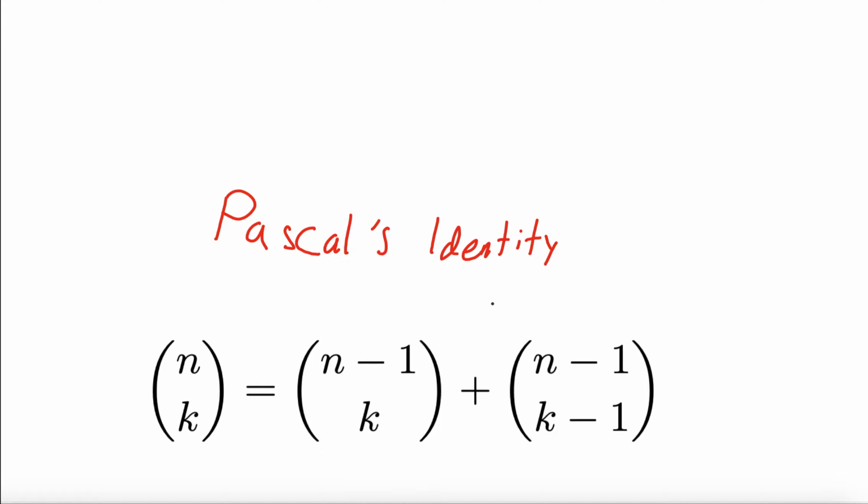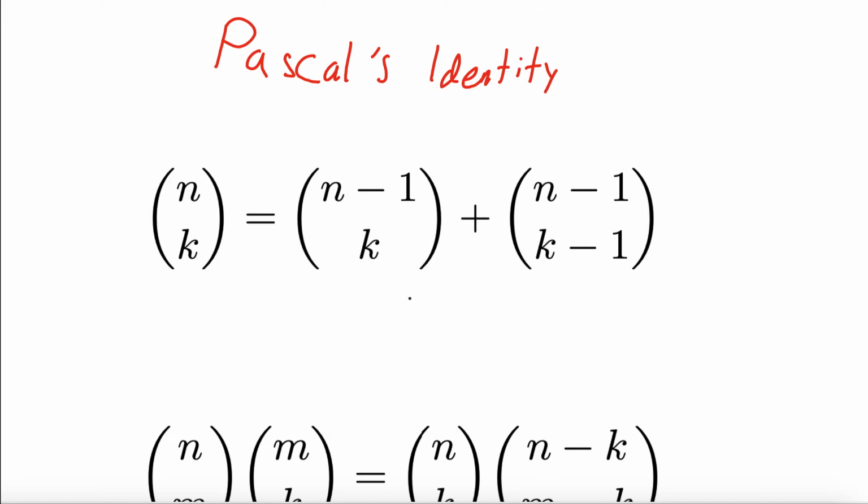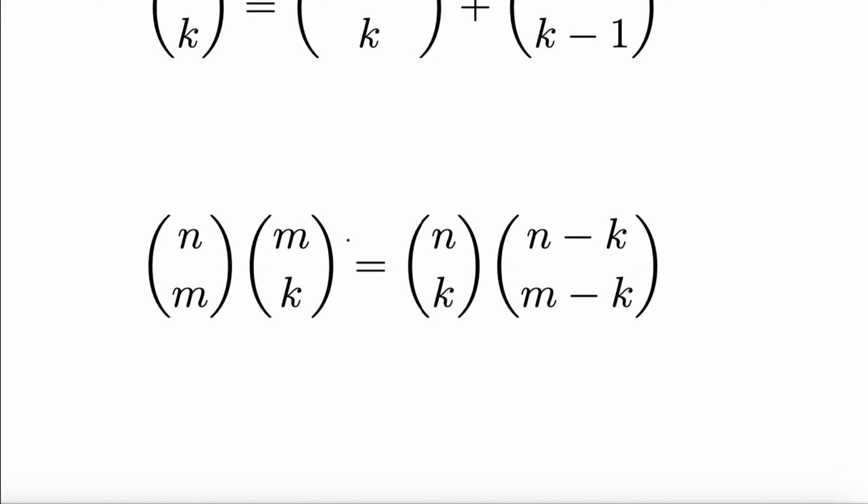So this is Pascal's identity, and you can prove this in one way. We're not going to go over that. You can also have this identity. This is another example. n choose m times m choose k is equal to n choose k times n minus k quantity choose m minus k quantity. And you can prove this in your own ways.